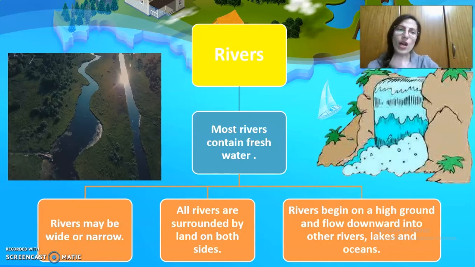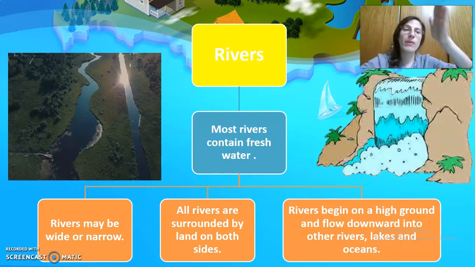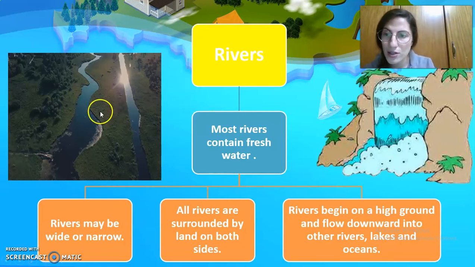Number 2, rivers may be wide or narrow. Number 3, all rivers are surrounded by land on both sides. Clear? See land on both sides?